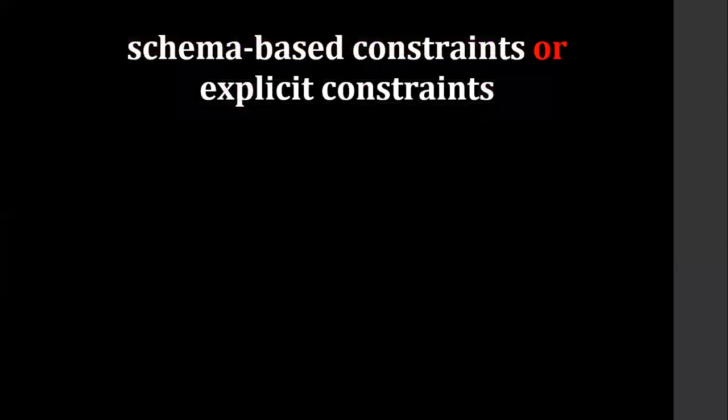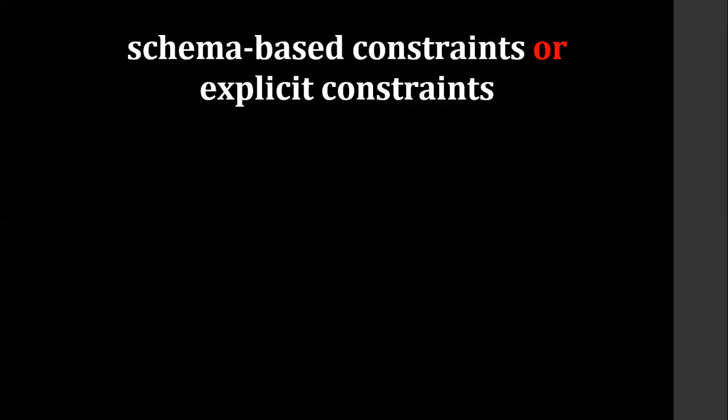The second type of constraint is the explicit constraint, the schema based constraint. The first one was model based; now it is schema based, and this should be specified explicitly. We know the meaning of schema: schema gives the structure of the database. For the relational data model, the relational database schema gives the structure of a relation, and that structure should be specified explicitly.